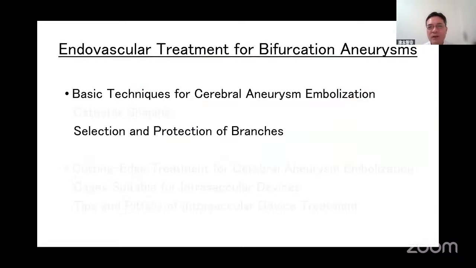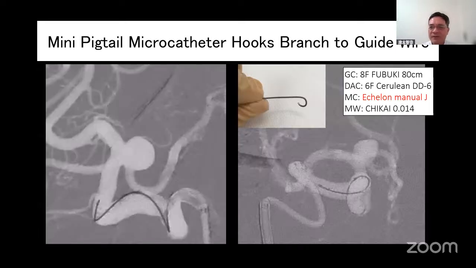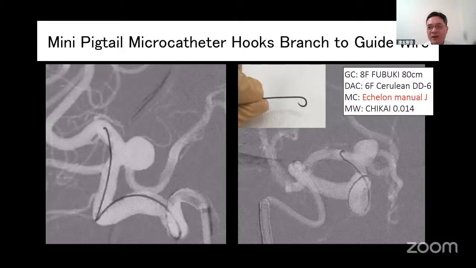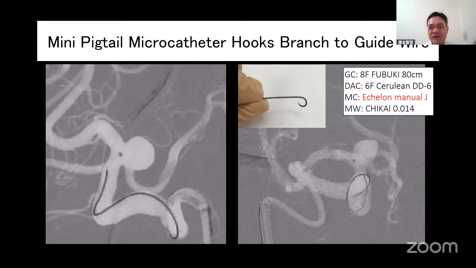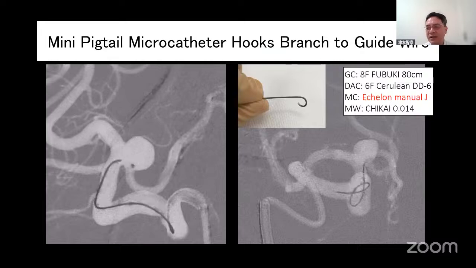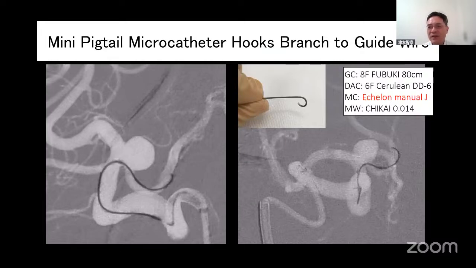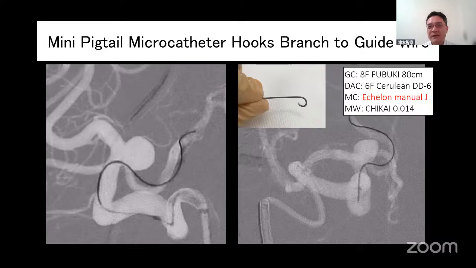So the next important basic technique is how to select and how to protect the branch. This case presents an ICPC aneurysm with a relatively wide neck. The microcatheter is advanced into the PCA to place a stent. A mini pigtail-shaped microcatheter was hooked on the branch, and the wire was guided into the distal PCA.